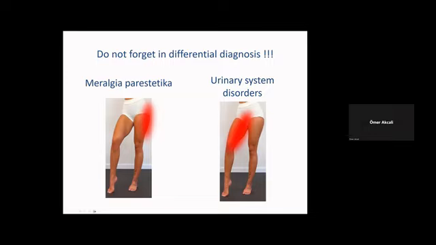One of them is meralgia paresthetica. This is an entrapment of the superficial branch of the femoral nerve between the fibers of fascia lata. It's generally caused by clothing habits such as tight clothing. The other entity is urinary system disorder. Urinary system pain generally starts from the groin and radiates to the anterior and medial part of the thigh and may be misdiagnosed as L3 radiculopathy. It's very similar.